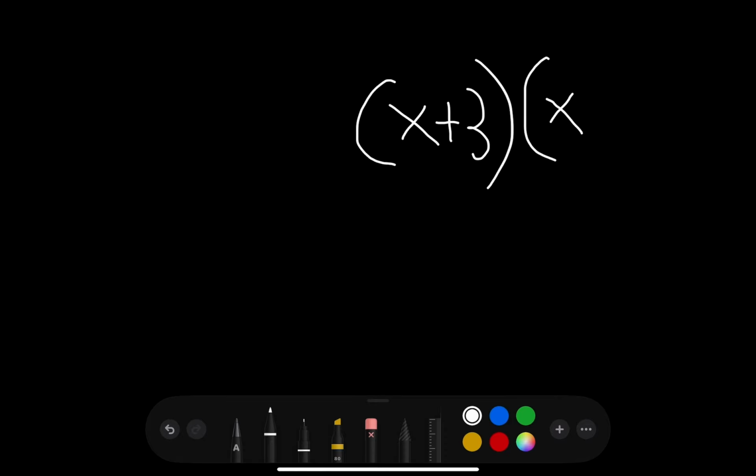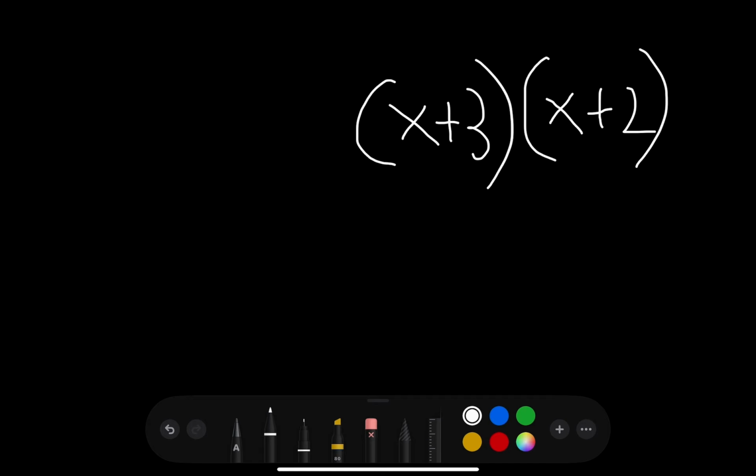Today, we are going to learn how to multiply binomials. And you might ask, what is a binomial? Well, a binomial, in a simple way to describe it, is an expression with two terms, in which case you could have x plus 3. This is a binomial. But what happens when you have to multiply two binomials together?